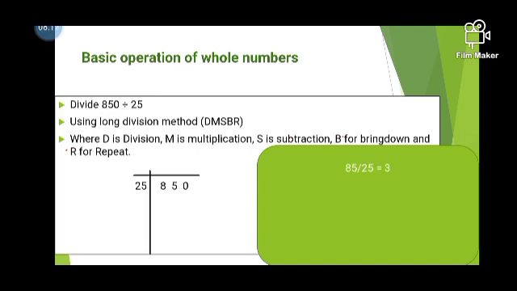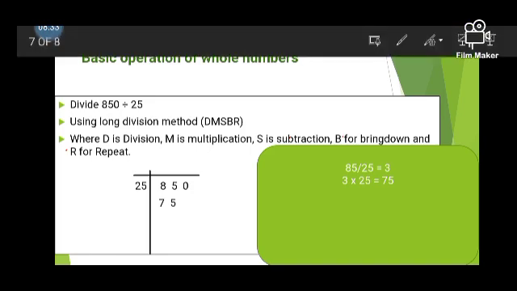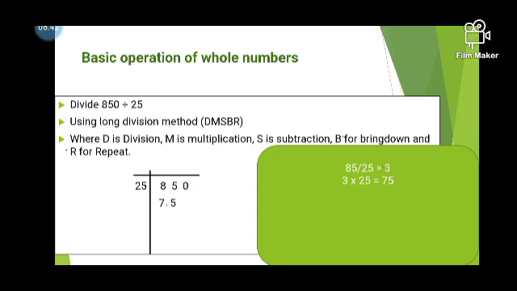Now 85, this first 85, divide by 25. Simply, how many 25s do we have in 85? That should be 3, right? So 3 times 25 gives 75, right? Next, 85 minus 75 is 10. Remember, we are bringing down 0, so that gives 100. So we have 100 there.